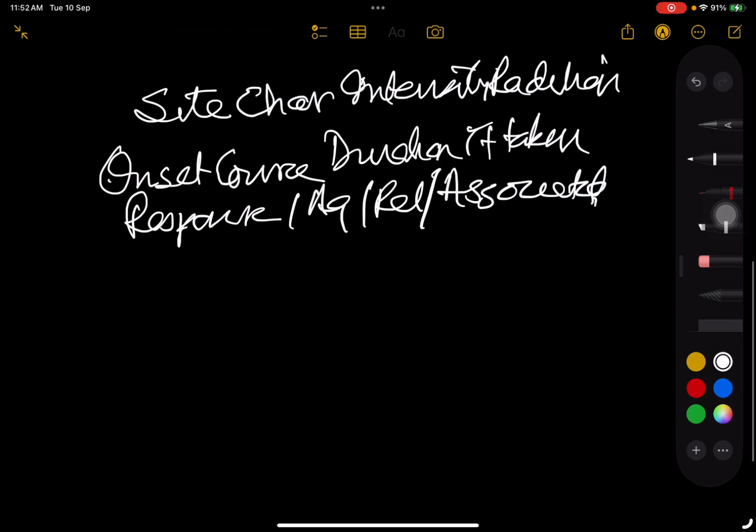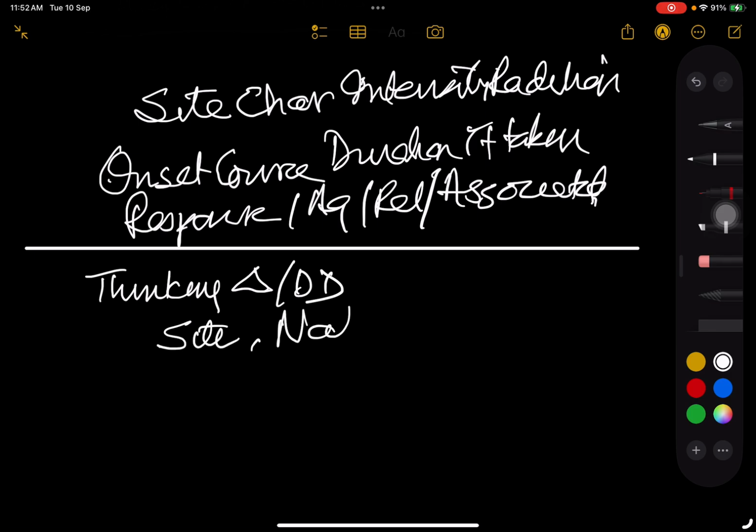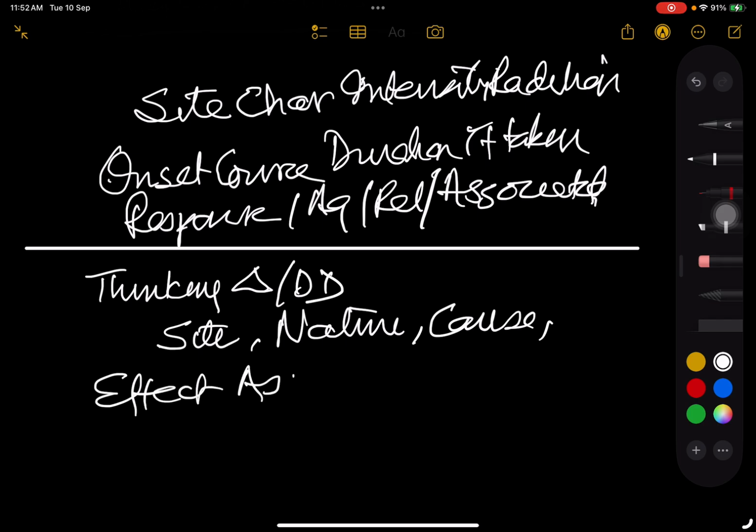By this part of the history, which is the history of present illness, you start thinking of a diagnosis and a differential diagnosis. Diagnosis being most probable, differential diagnosis being less probable, and that is site, nature, cause, effect, association.